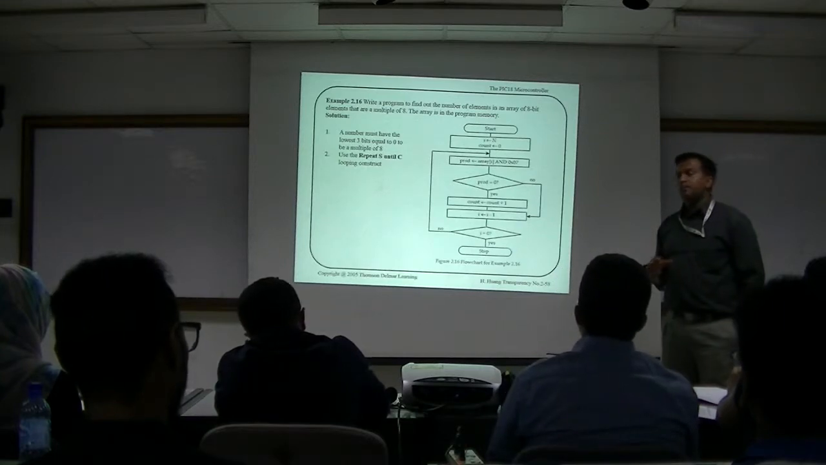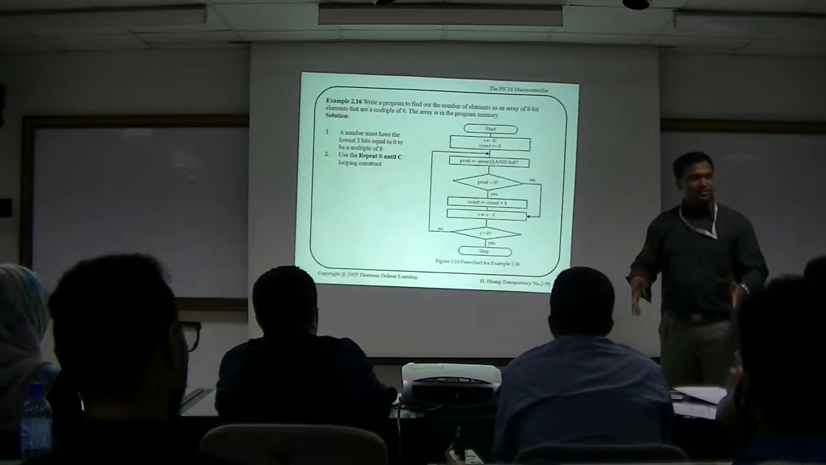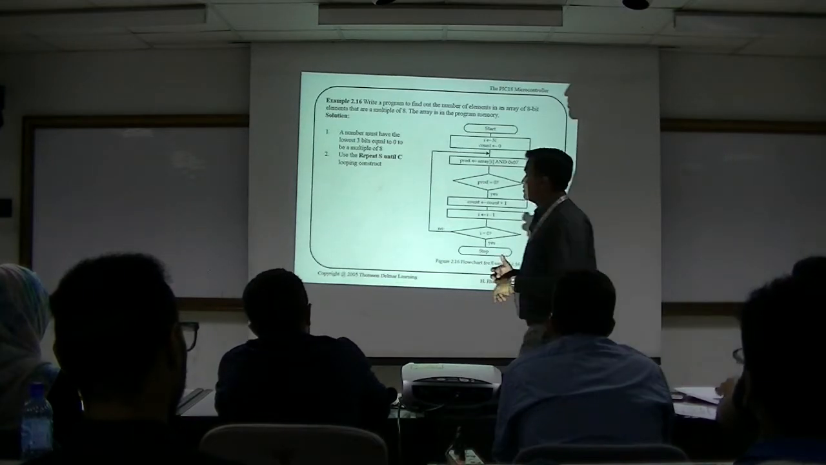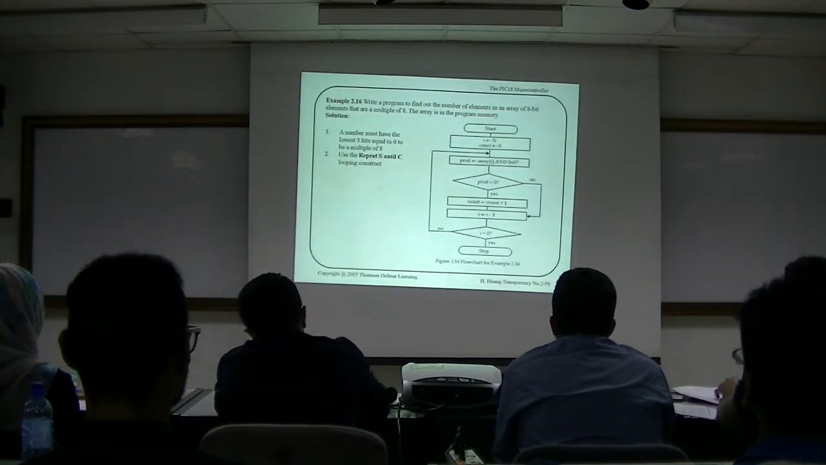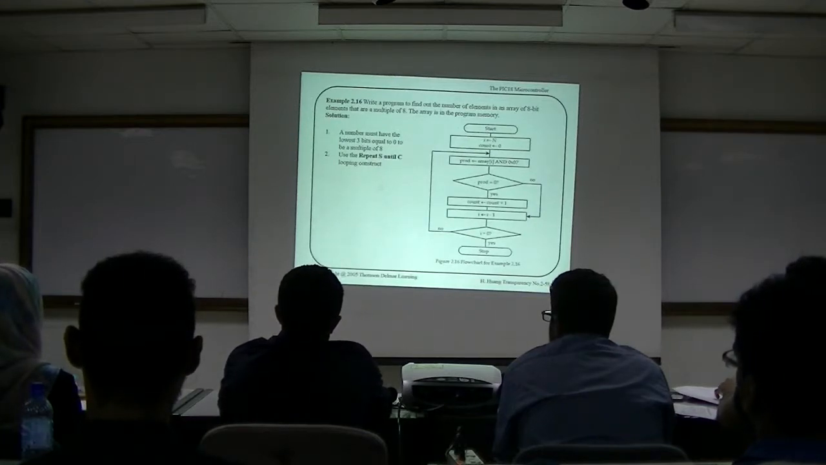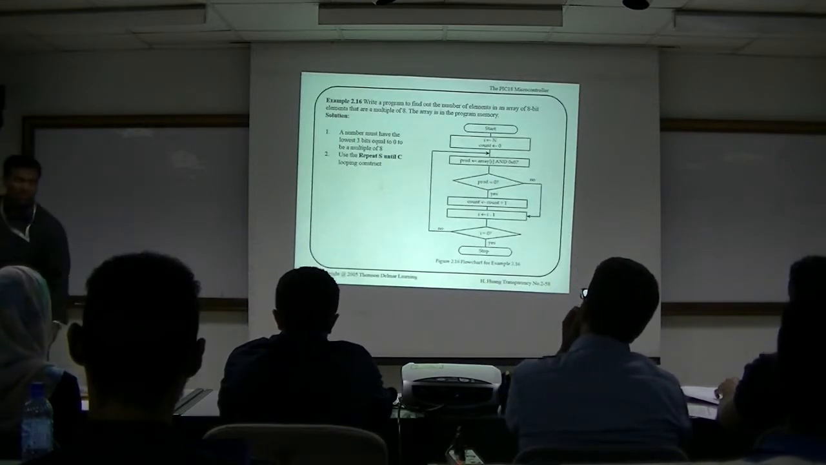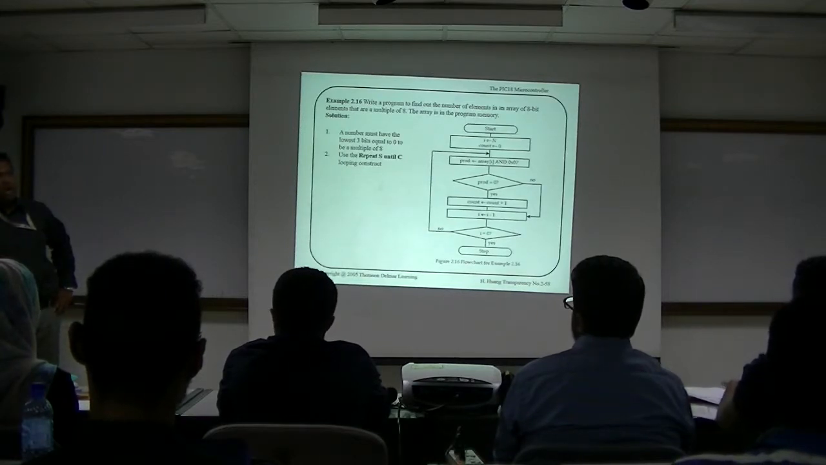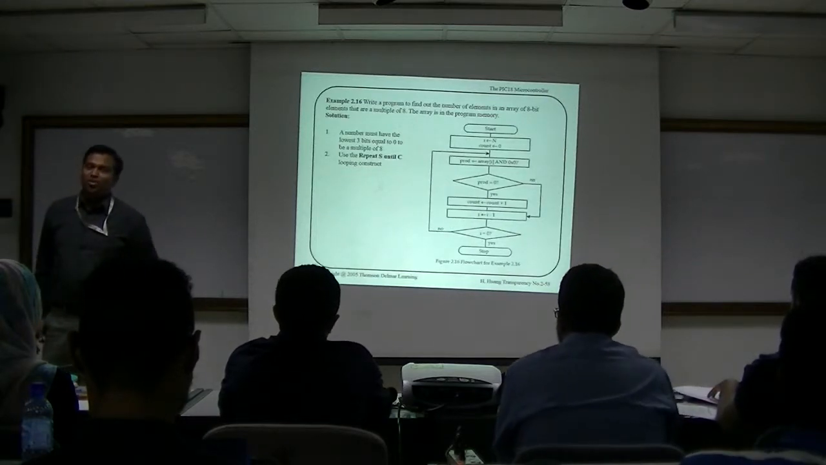Is that okay? The next thing is to find the number of elements in the array of 8-bit elements which are multiples of 8. What do you understand from that? What is a multiple of 8? What are multiples of 8? 8, 16, 32, anything that you can divide by 8 without a remainder is a multiple of 8, right? So the next question comes: how do you find whether a value is a multiple of 8 or not?